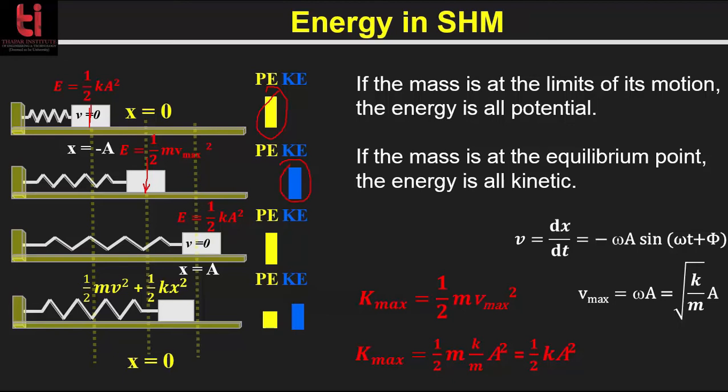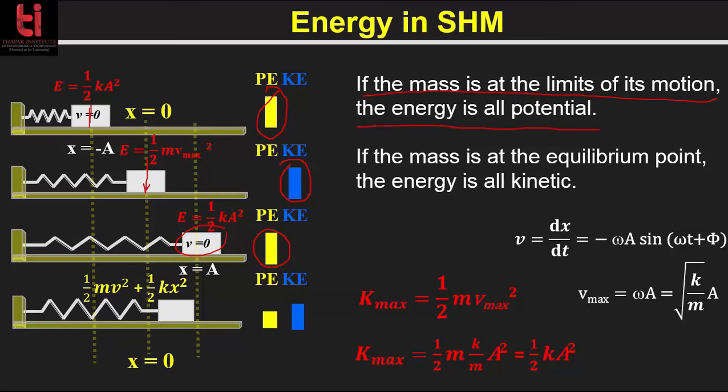Now when the spring is totally extended, that means again it's the limit of its motion, that is x is equal to A, and the velocity is again 0 here. So the kinetic energy is 0 here, and the potential energy is again maximum here. So the energy contribution is totally potential. That means if the mass is at the limits of its motion, the energy is all potential.